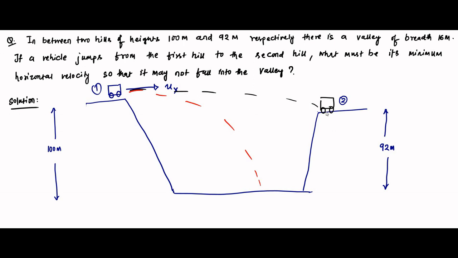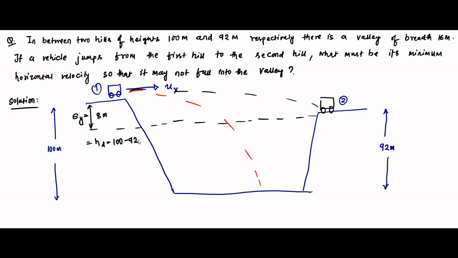So here the net vertical displacement of the vehicle, that is the difference of heights between the two hills, is equal to 8 meter. This is the net vertical displacement, which is the height difference between the two hills, 100 minus 92.